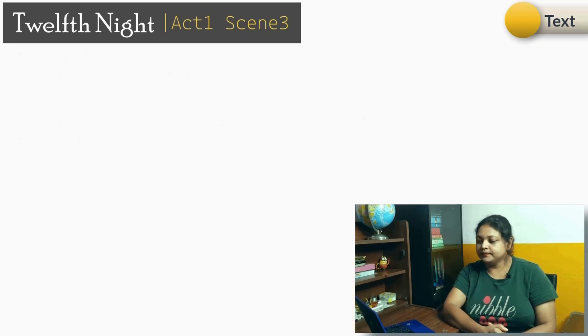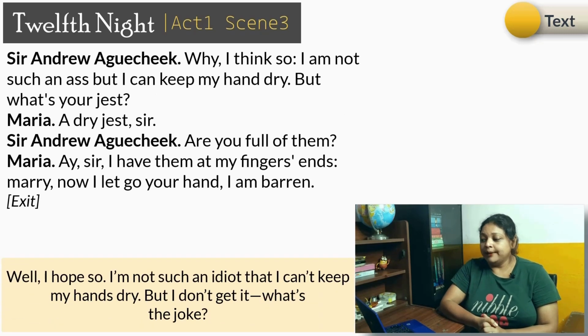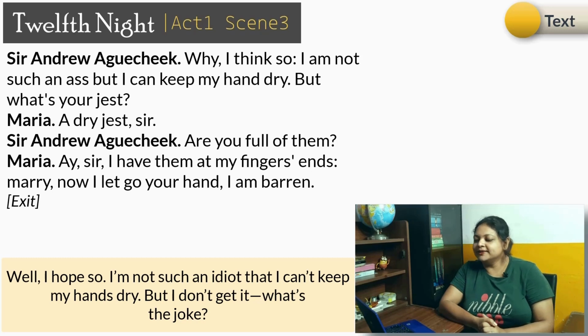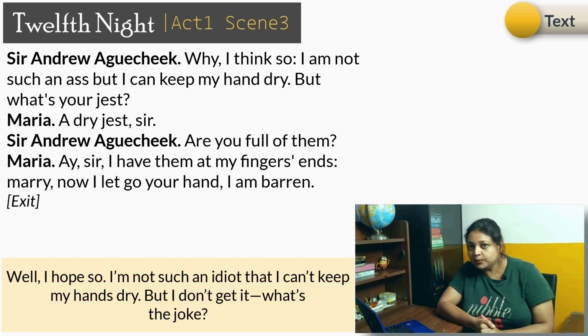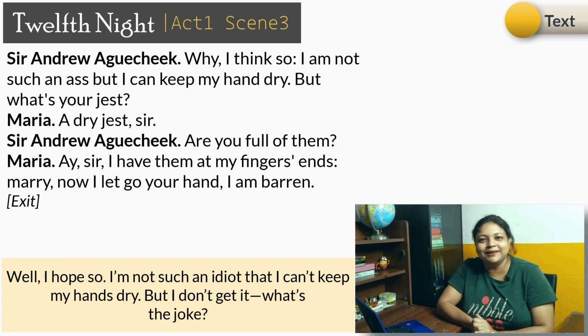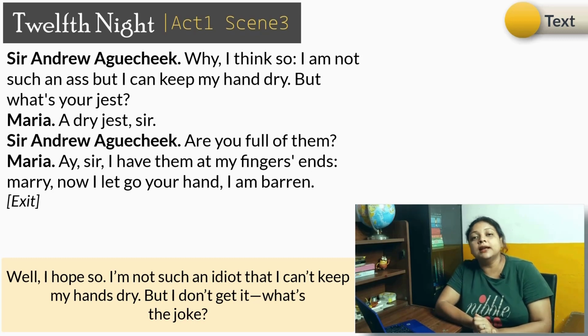Now, Andrew says, "Why, I think so. I'm not such an ass, but I can keep my hand dry. Of course, my hand is dry. I'm not a child." So why does he say that? Because children and drunk people who cannot control themselves sometimes wet their hands while they are urinating. That's a very gross thing that is brought up here, but Andrew is referring to that, saying that, of course, my hand is dry. I am in control of my nerves.